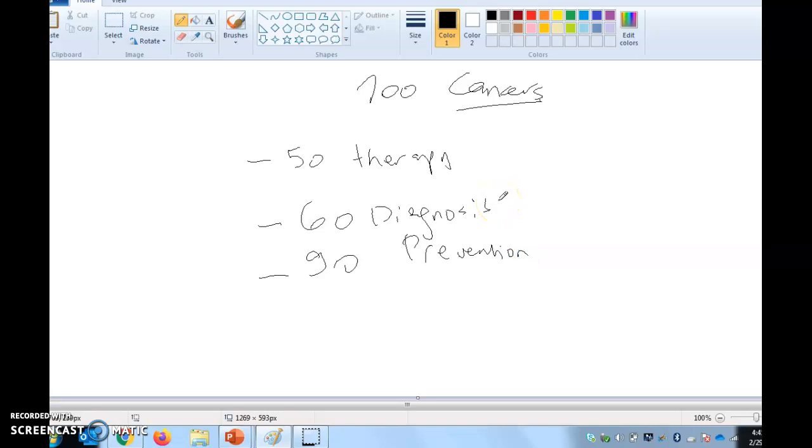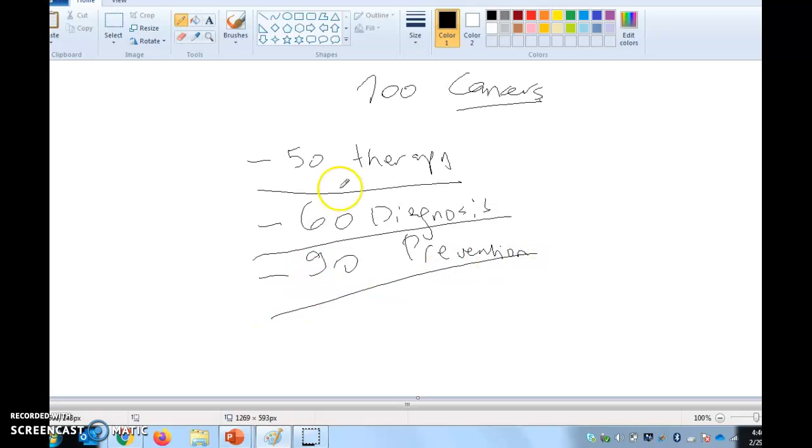As a researcher, you are allowed to select either 50, or 60, or 90, or 50 plus 60, or 60 plus 90, any of the subheadings. So all the treatments out there about cancer are in the 50 articles, or the diagnosis processes are under the 60. So as well for the 90.